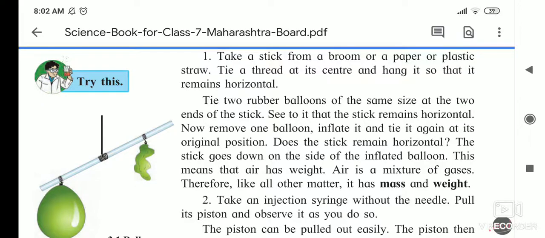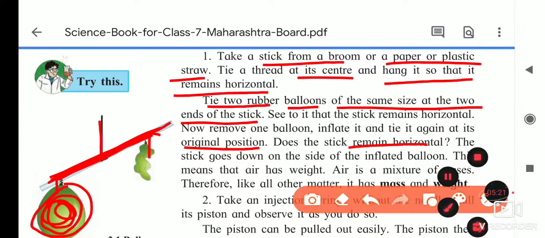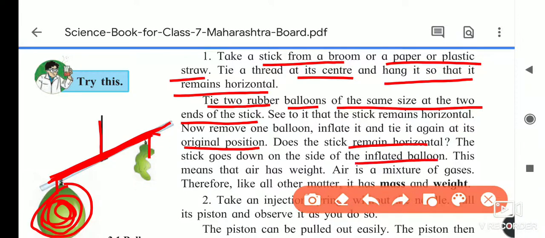Now we saw this experiment, and it shows that air has mass or weight. See in this picture, the side of the straw with the inflated balloon shows a slanting position towards the downward direction. The stick goes down on the side of the inflated balloon. This means that air has weight.